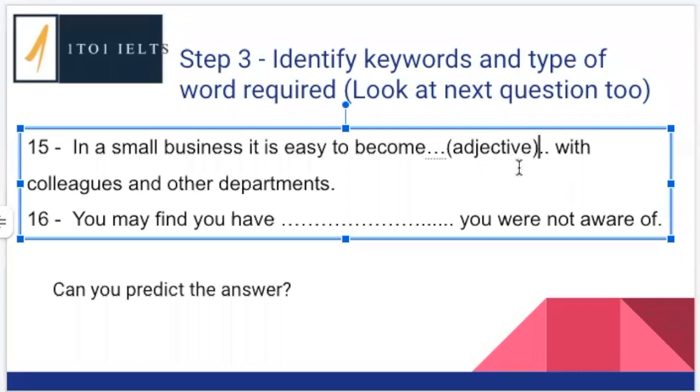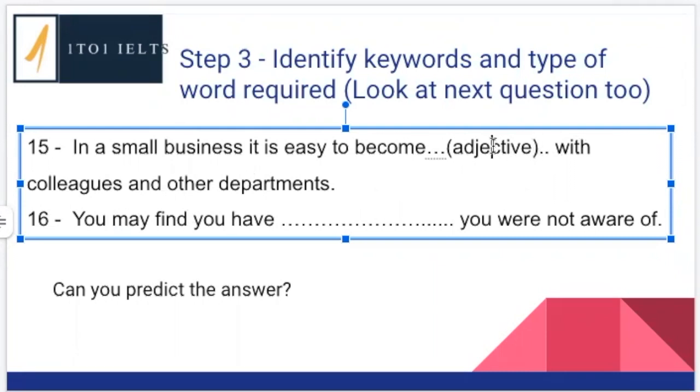So we know adjectives. Let's try with a noun. In a small business, it is easy to become the boss with colleagues in other departments. So you can't become the boss with. That wouldn't make sense. I can't think of a noun that could ever fit in here. Then let's quickly look at the other one.